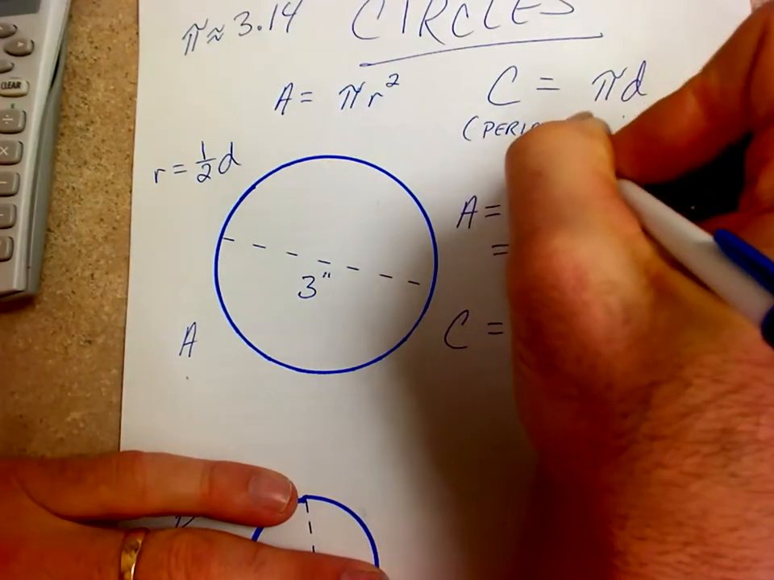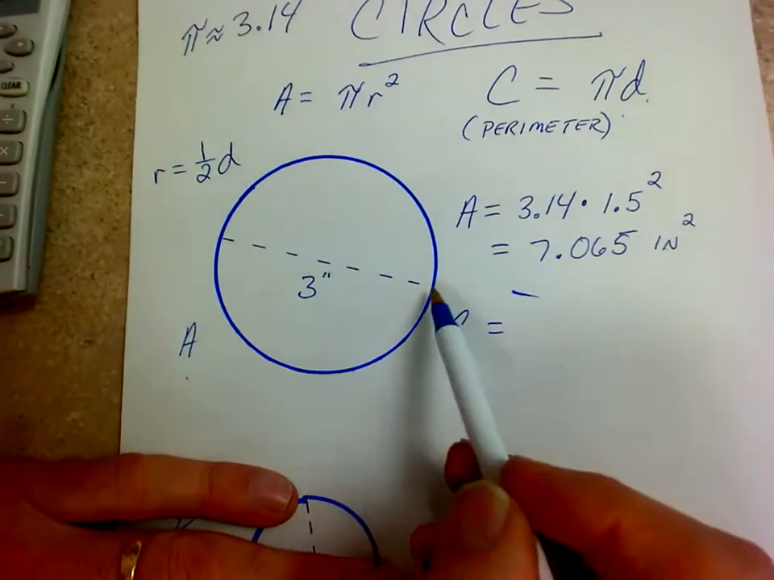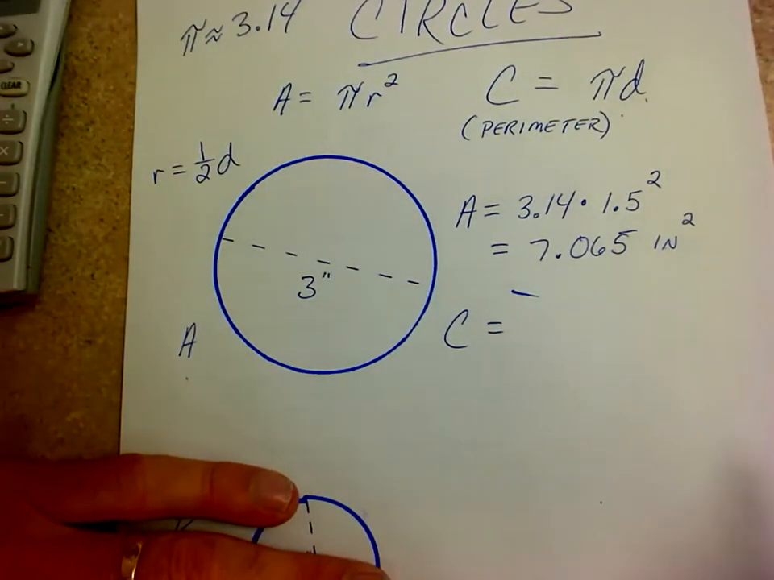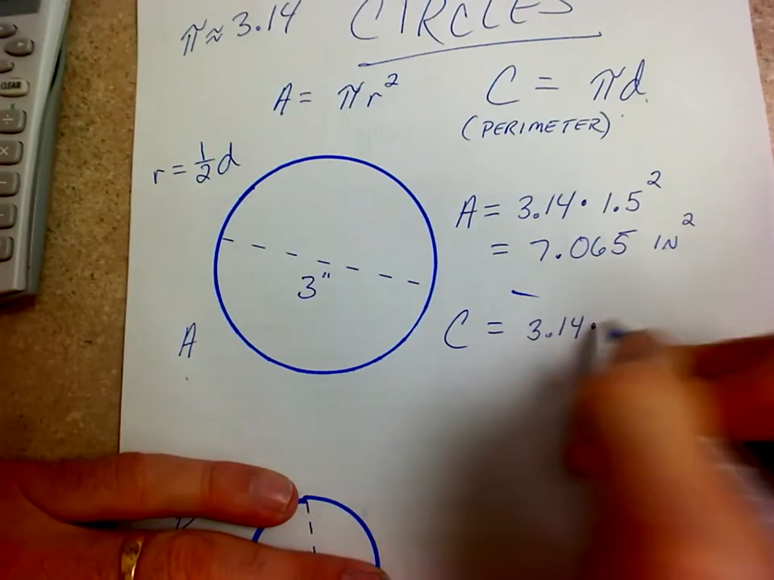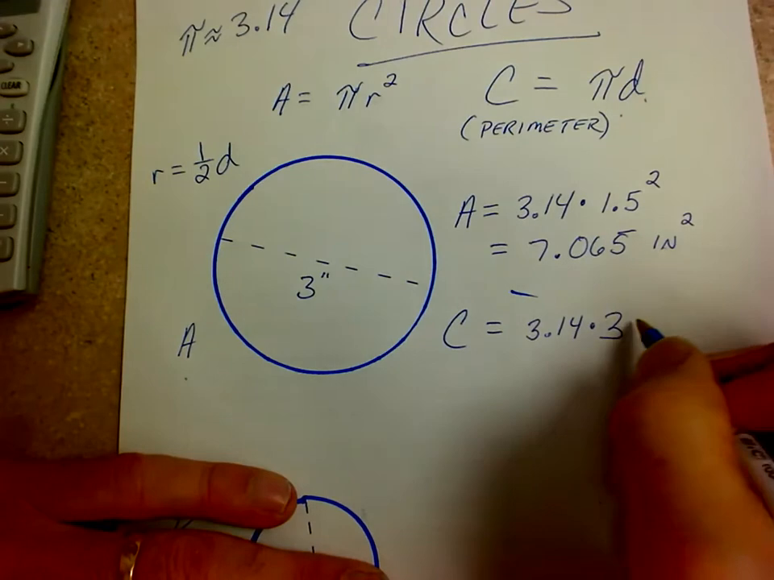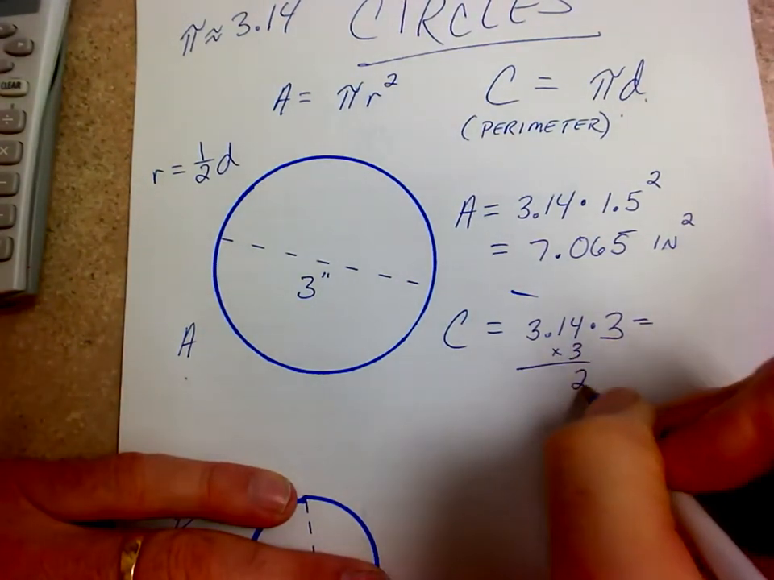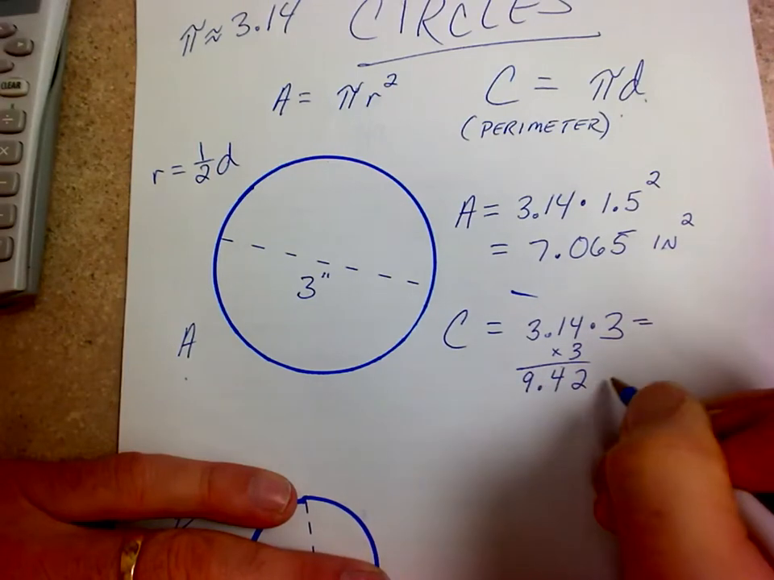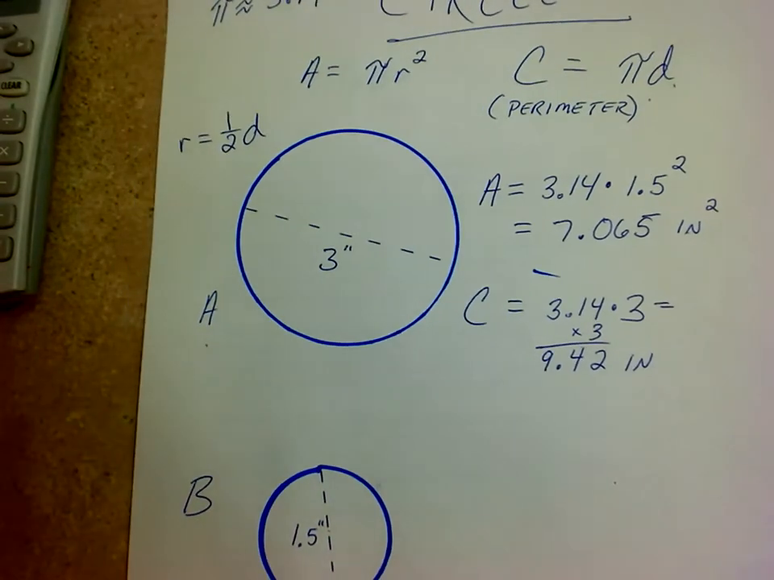If we want to find the circumference, remember this is the perimeter. This would be the perimeter of a circle. So when we calculate the circumference, we're figuring out how far it is all the way around the outside. So again, pi times our diameter, which is 3. This one we may be able to do a little quicker: 9.42 inches. So those would be the two answers for circle A.